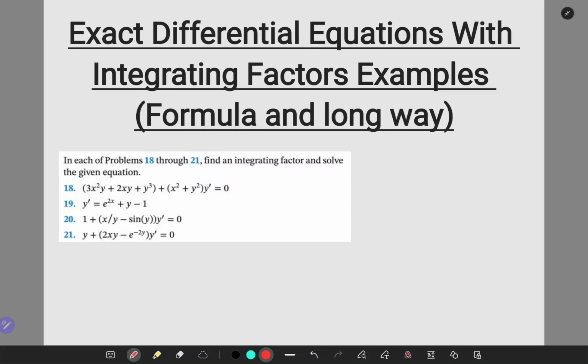Alright, so in this video, we're going to look at the same thing again, exact differential equations with integrating factors. Last video ended up being a lot longer than I thought it was going to be, so I did it the long way, right? So now, in this video, I'm going to go through two examples. I'm not going to do 18, and I'm not going to do 20. I'll do 19 and 21, and I'm going to do them both ways. So I'm going to solve for mu both ways, right?